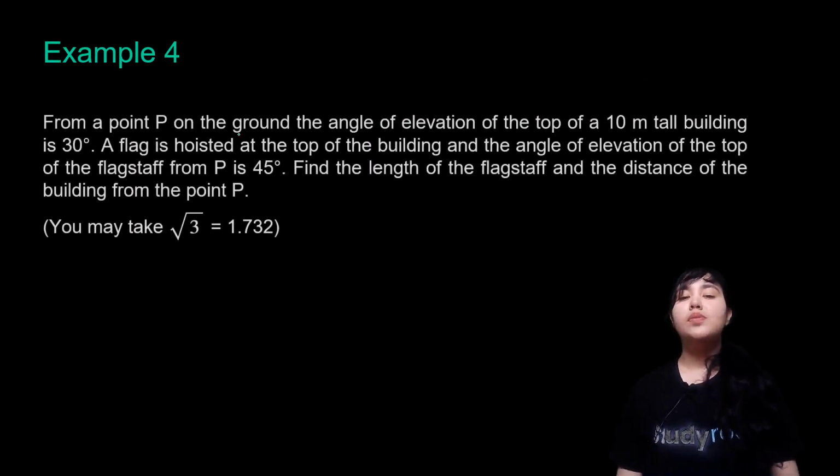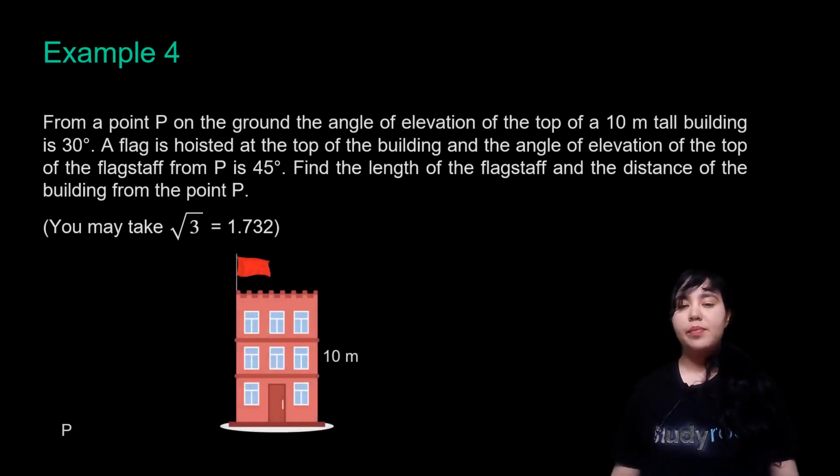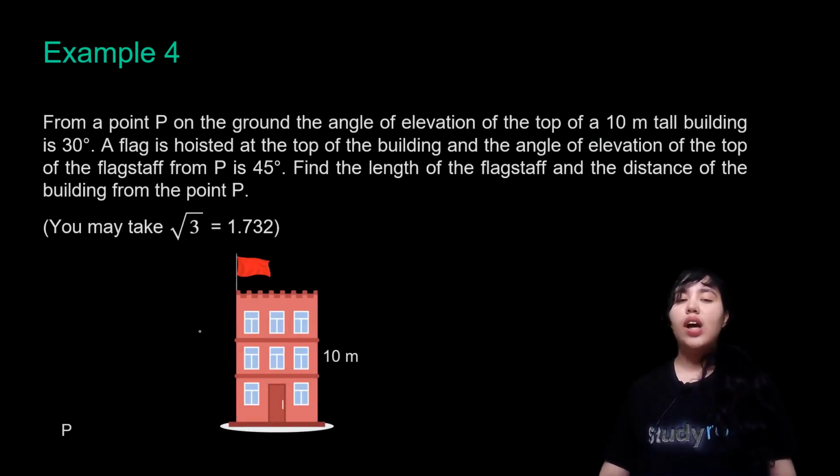Then from a point P on the ground, the angle of elevation of the top of a building is 30 degree. So this is the point on the ground P, and then you have a 10-meter tall building. Okay, now since again there is no mention of any height, we are assuming the height to be 0. So the horizontal will be this only, the distance between P and the foot of this building. And this is the line of sight. Okay, you are visualizing the top of this building.